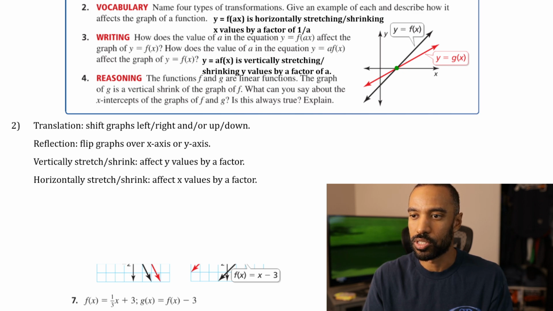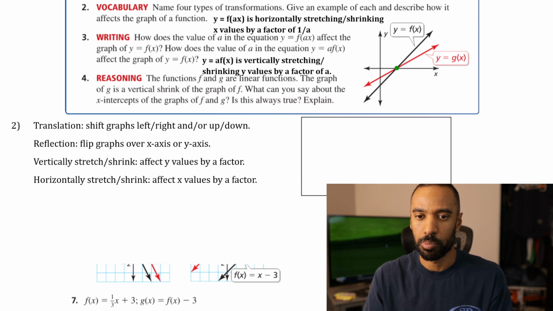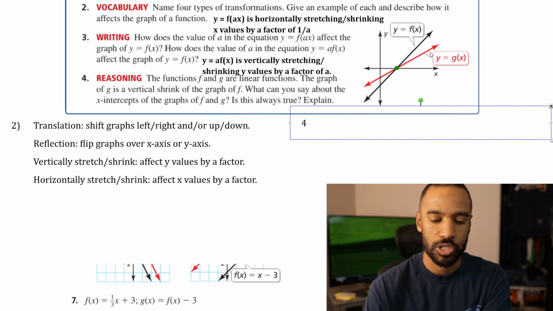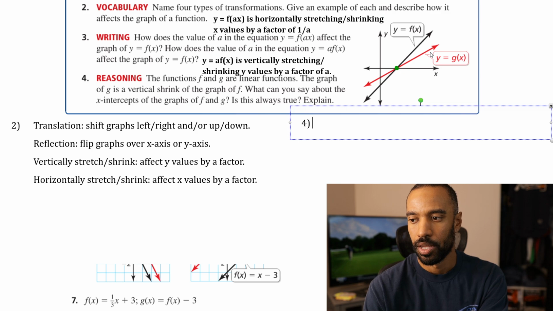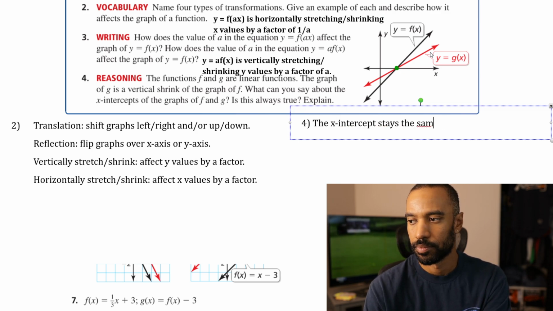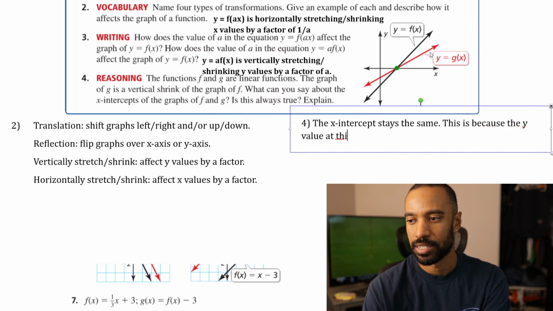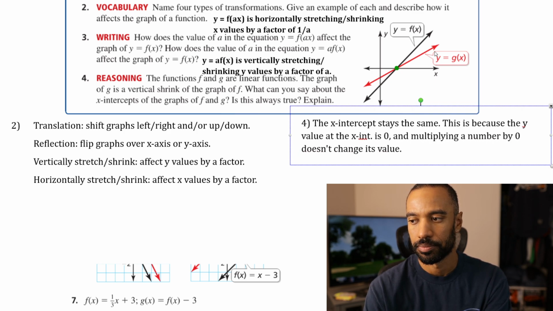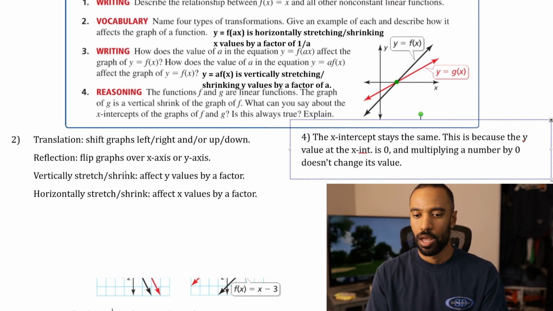The reason it's going to stay the same is because you're multiplying 0 by a number, because the y value is 0, and 0 times a number doesn't change the number. The x-intercept stays the same. This is because the y value at the x-intercept is 0, and multiplying a number by 0, which is exactly what you're doing, doesn't change its value. And that's the reason for what it is.